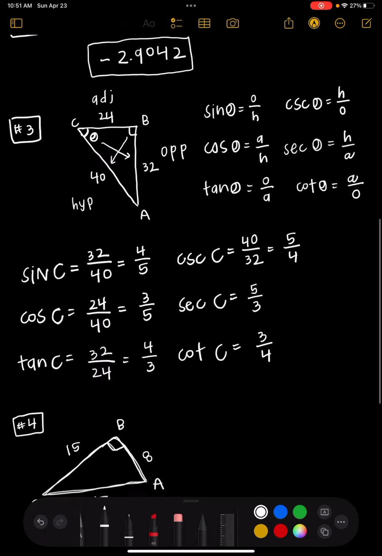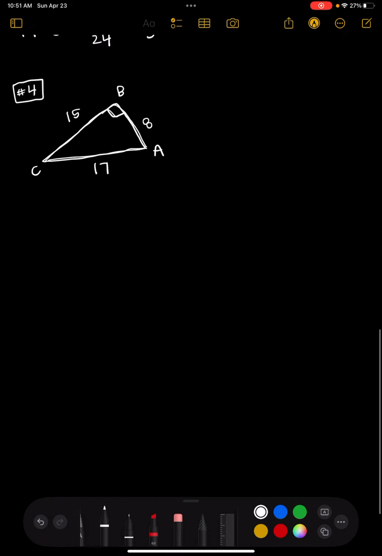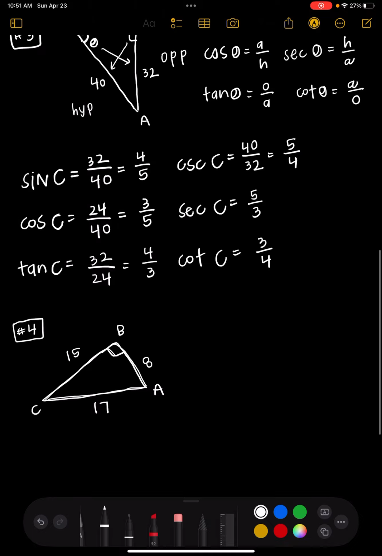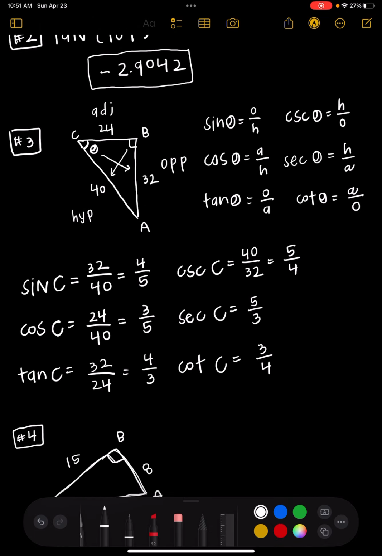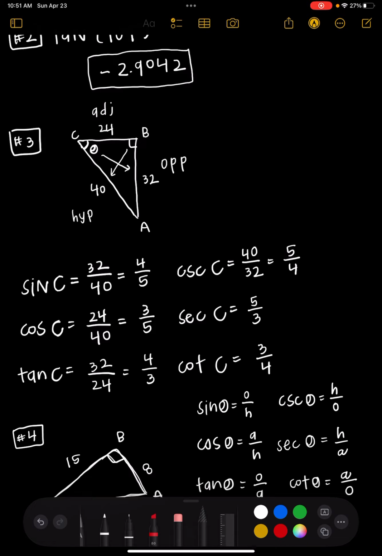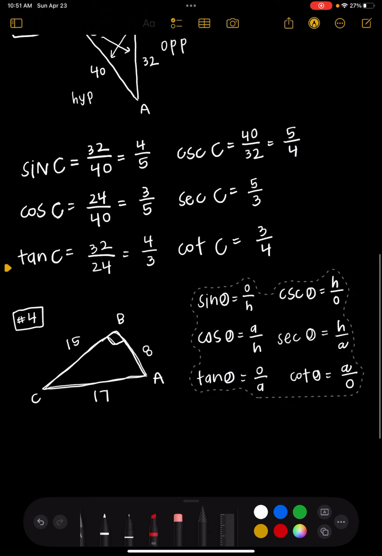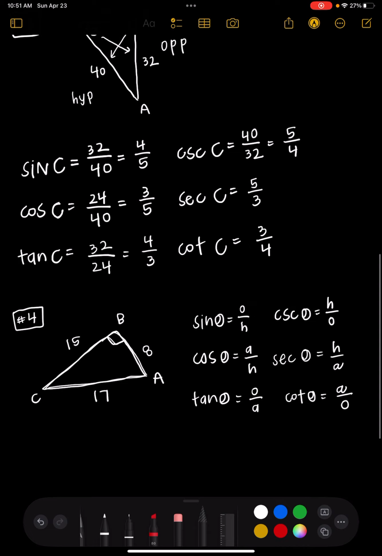Okay, cool. Let's try one more example that way with this number 4. And actually what I'm going to do before we do that is move these ratios down so we can see them when we get there.